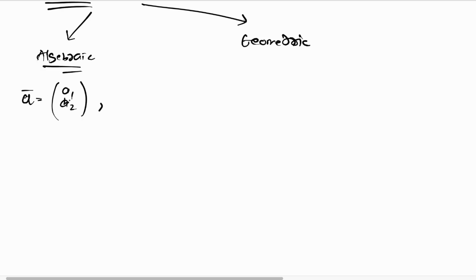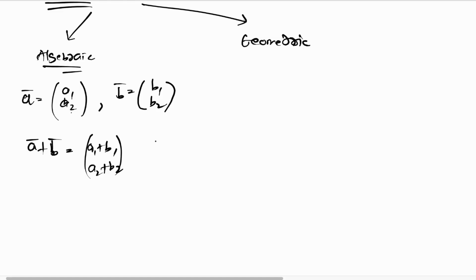So if I have a vector a, which is a1, a2, and a vector b, which is b1, b2, then a plus b is nothing but straightforward x component plus x component, which is a1 plus b1, and y component plus y component, which is a2 plus b2. Now, how do I understand geometrically how the addition of two vectors a and b looks like? Using the algebraic definition, I sort of get a hint of how the addition vector looks like.